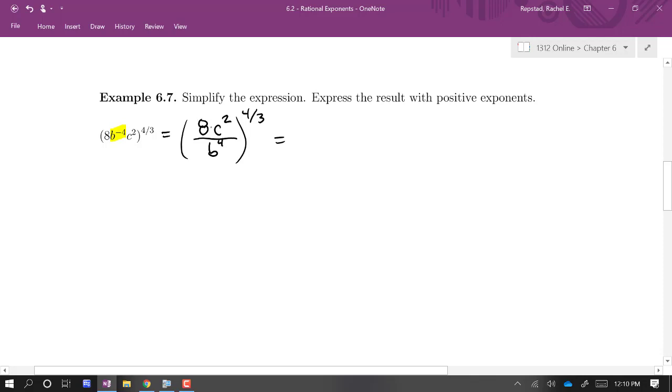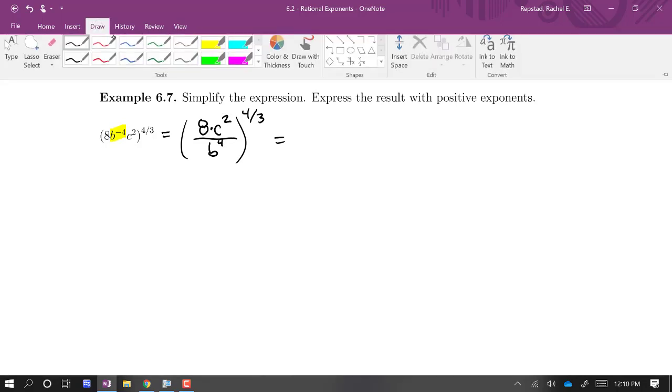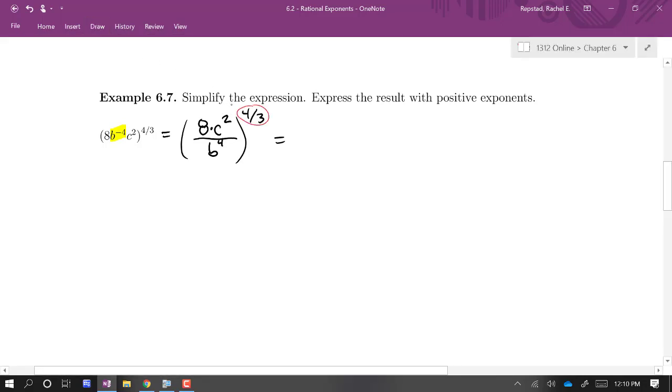And when I raise the top to that power, I have a product that I'm raising to the 4/3 power. So really, in effect, I could take this 4/3 power and apply it to all three of these factors that appear in the top and the bottom. So I've got 8 to the 4/3 power times c squared to the 4/3 power divided by b to the 4th to the 4/3 power.